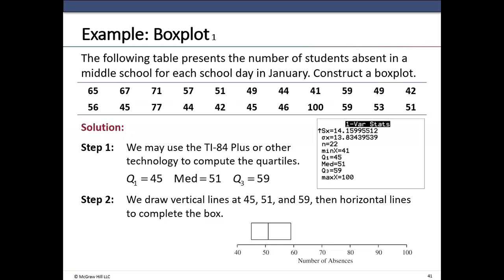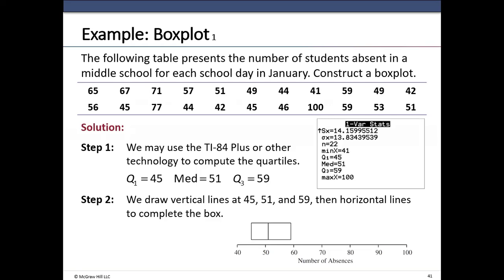Now we do stat, highlight calc on the top row, then number 1, one-variable stats, first line is list 1, calculate, and we get the 5 number summary. What is the 5 number? Min X is 41, Q1 is 45, Q2, the median, is 51, the Q3 is 59. And below it is the maximum value, which is 100.